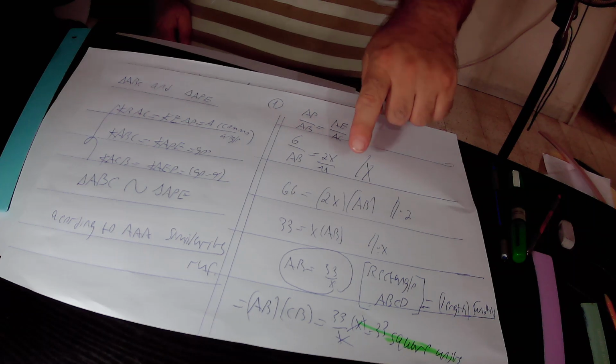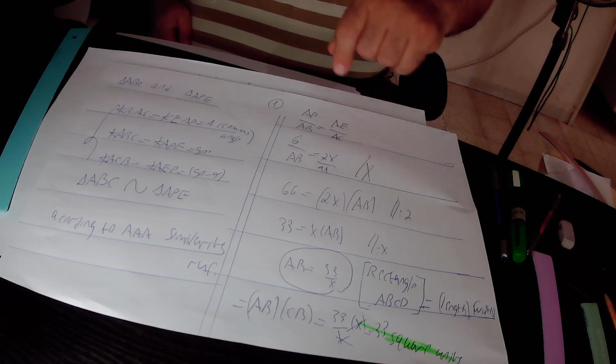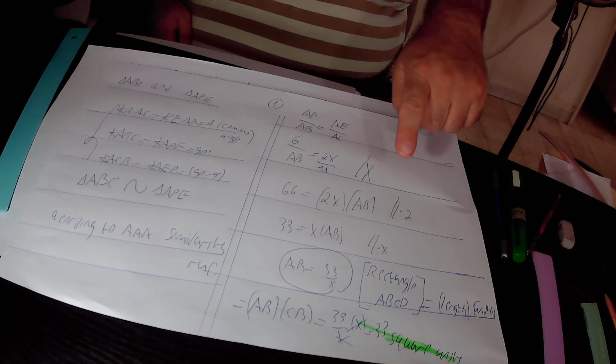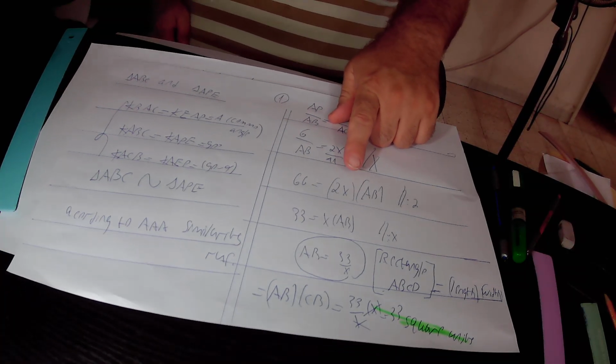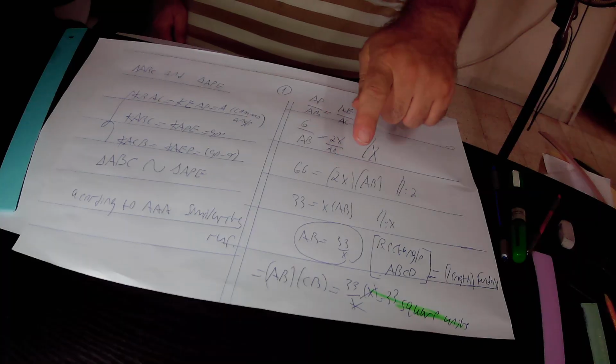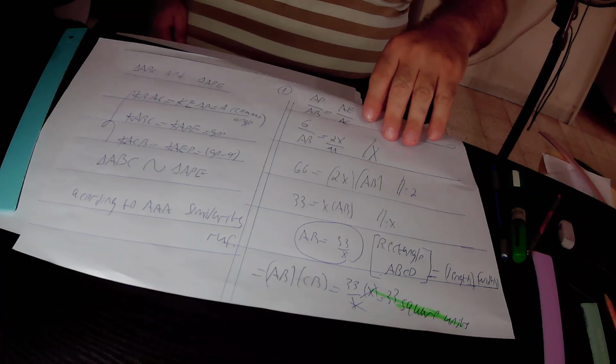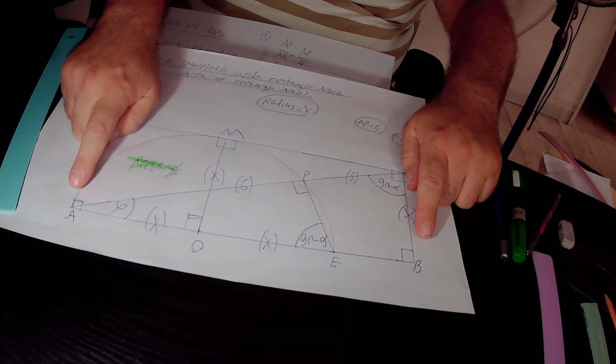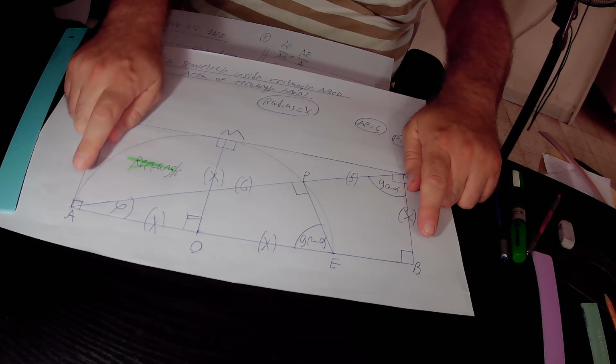times AB. So in total we found out that 33 equals x times AB. Here we divided this equation by x and finally found out that AB equals 33 over x. So side AB equals 33 over x units in its length.